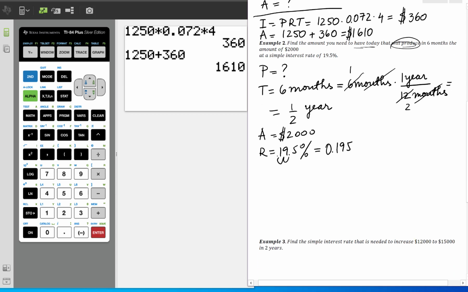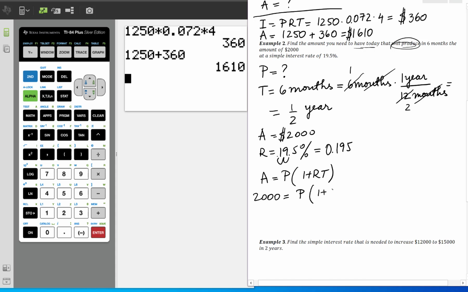So now let's write the formula. A is equal to P times 1 plus RT. Instead of A, we put 2,000. P is the amount that we want to find, the principal. 1 plus, instead of R, I'm going to write 0.195, and instead of T, I'm going to write 1 over 2.